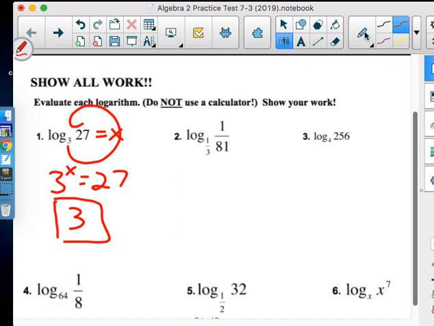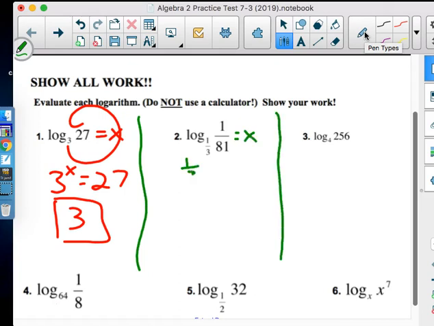Because once you've done a lot of logarithms, you kind of snail shell it in your head and you say, 3 to the something is 27. Oh, that's 3. So it really says 3. This little bugger looks a little more complicated, doesn't it? So let's try this one.